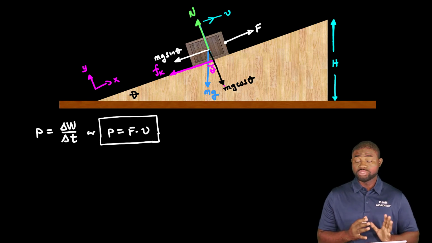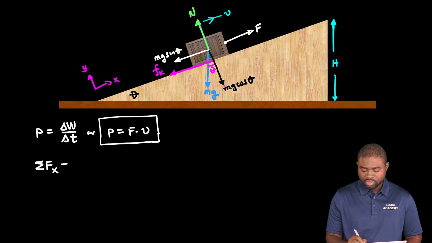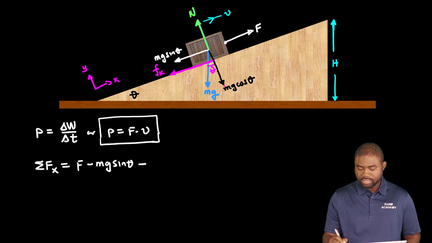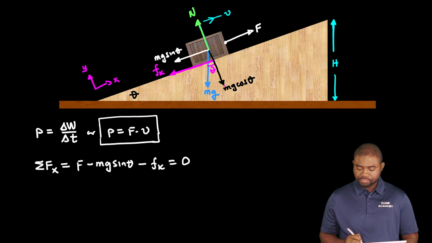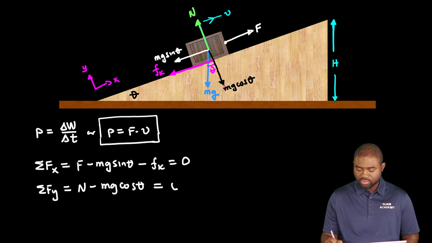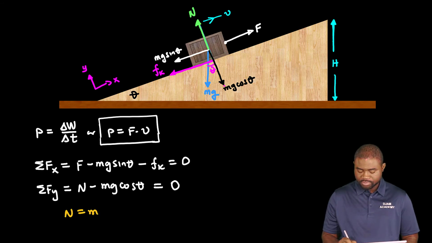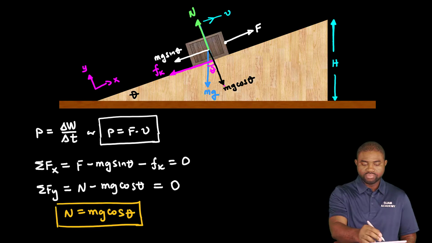Because the system is moving with a constant speed, it means that the sum of forces acting on the box is 0. In other words, the sum of forces along the x direction, F minus mg sine theta minus f_k, is equal to 0. Similarly, the sum of forces along the y direction will be N minus mg cosine theta, all equal to 0. What can we gain from this? You can see that N is equal to mg cosine theta. This gives us the magnitude of the normal force acting on the block.